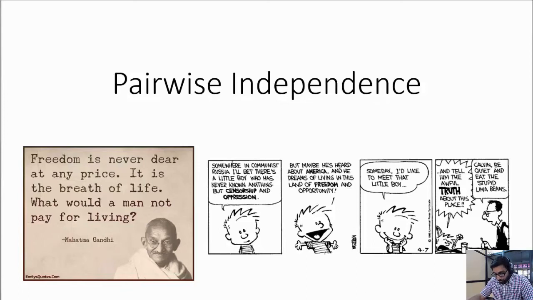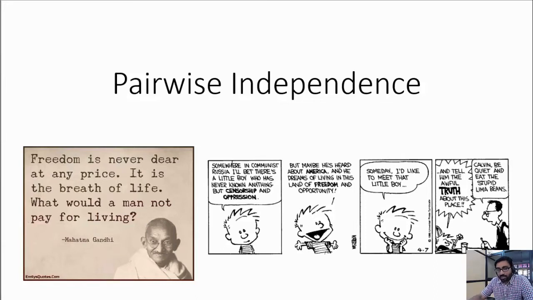And so here's a quote from Mahatma Gandhi. Freedom is never dear at any price. It is the breath of life. What would a man not pay for living? And in essence, he's saying the price of freedom is your life. I mean, you should be willing to give your life for the independence that we enjoy. And so that tells you something. Independence, freedom, these are expensive things.